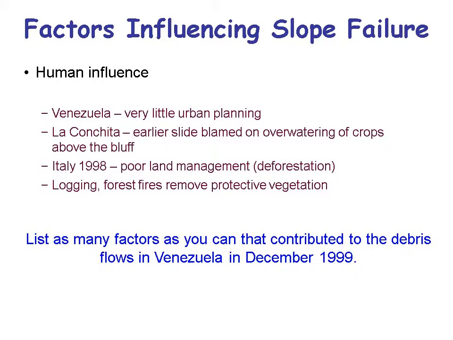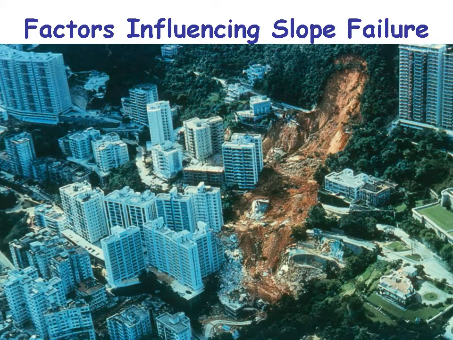So how many factors can you name that contributed to debris flows in Venezuela? Well, it certainly didn't have urban planning, and they had a lot more water than they would normally have expected, and there was less vegetation, and they needed that to hold the slope back. So here's an example of another landslide slope failure.